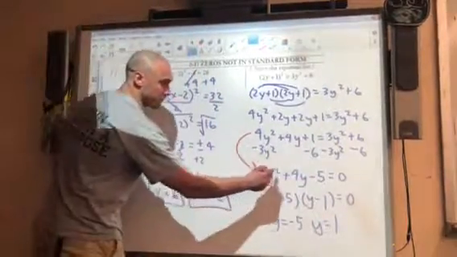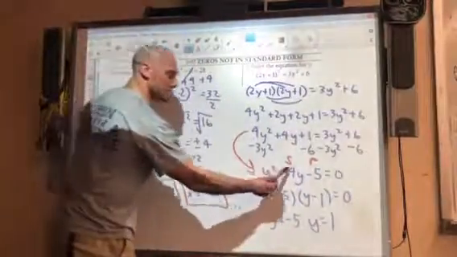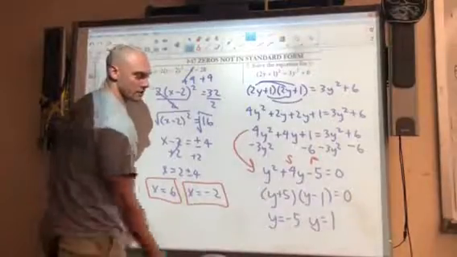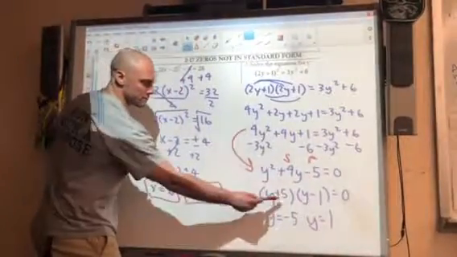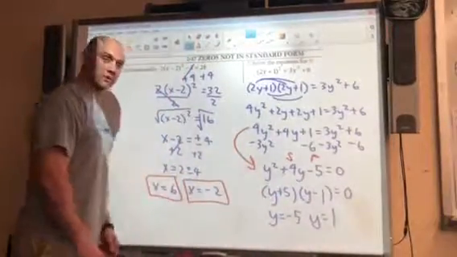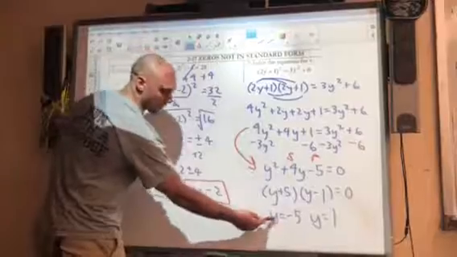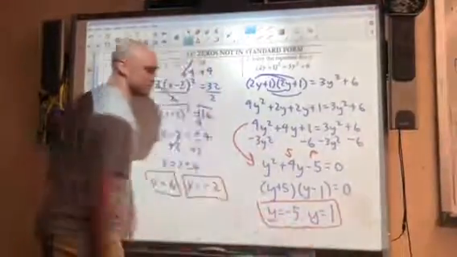Now, at this point, we're just at a situation where I'm doing sum, product. So I want to know what multiplies to negative 5 and adds to 4. So plus 5 minus 1. And then here, right, our solutions will have the opposite sign. So I'll get y equals 5 and y equals positive 1.